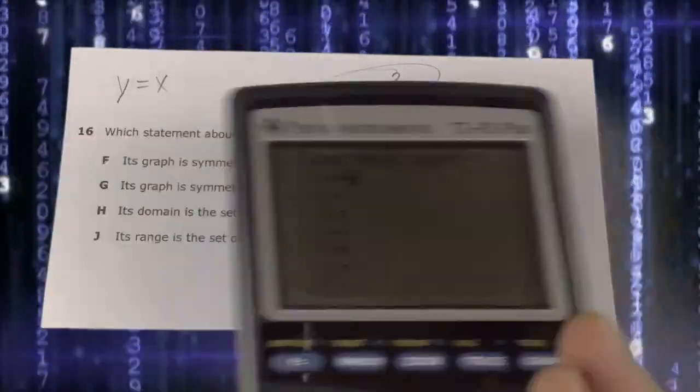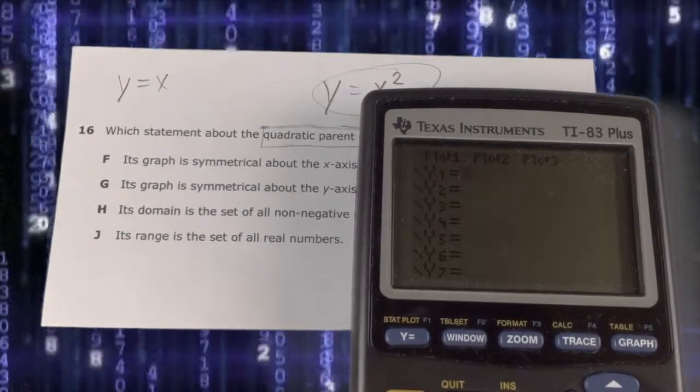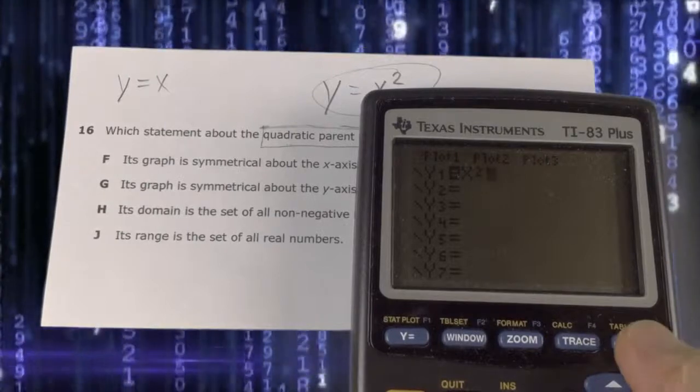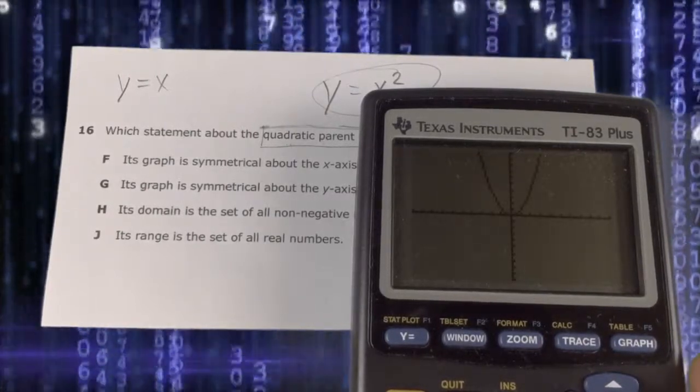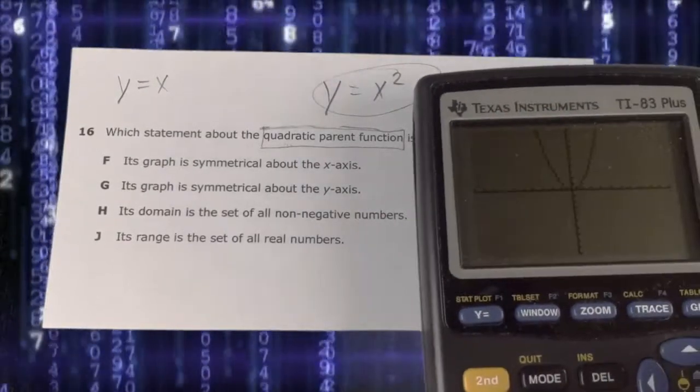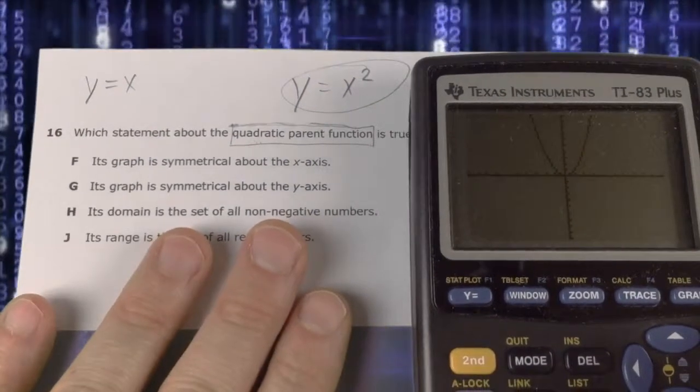Let's go ahead and graph it and see what it looks like. You go to the y equals screen and you put in x squared. You graph it. That's the parent function for a parabola. So let's take a look at that and look at our answer choices.